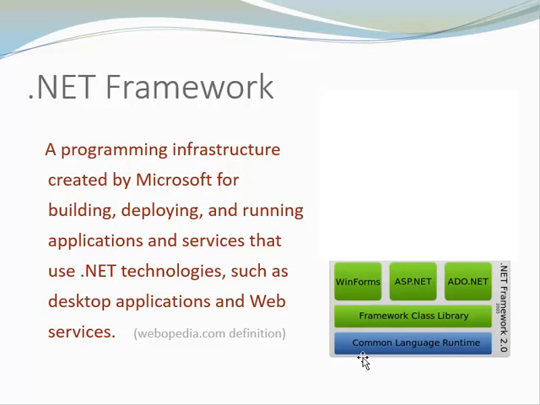And you can see at the bottom we have the Common Language Runtime, which is the virtual machine component of the .NET Framework. It manages the execution of the .NET programs. Right above, we have the Framework class library. Here you can find a large amount of reusable classes, interfaces, value types, etc. And then there are three components.